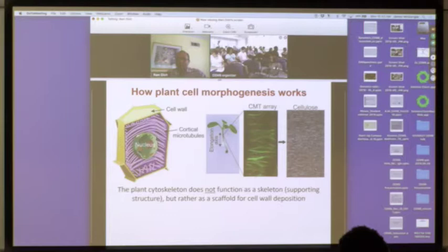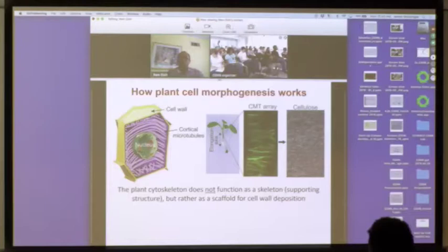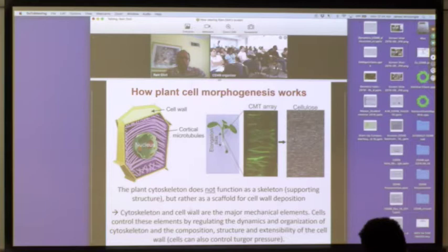Here it's worth reiterating one of the differences between animal and plant cells that I made early on. In plant cells, the microtubule and also the actin cytoskeleton, which I'll get to in just a second very briefly, does not serve as a direct supporting structure, a skeleton, so to say. It's not really functioning as a skeleton, but rather as a scaffold or a template. It's more of an organizing framework that's organizing cell wall deposition rather than directly supporting the plasma membrane shape. And so the key mechanical elements for plants are the cytoskeleton, particularly the microtubule cytoskeleton, and the cell wall.